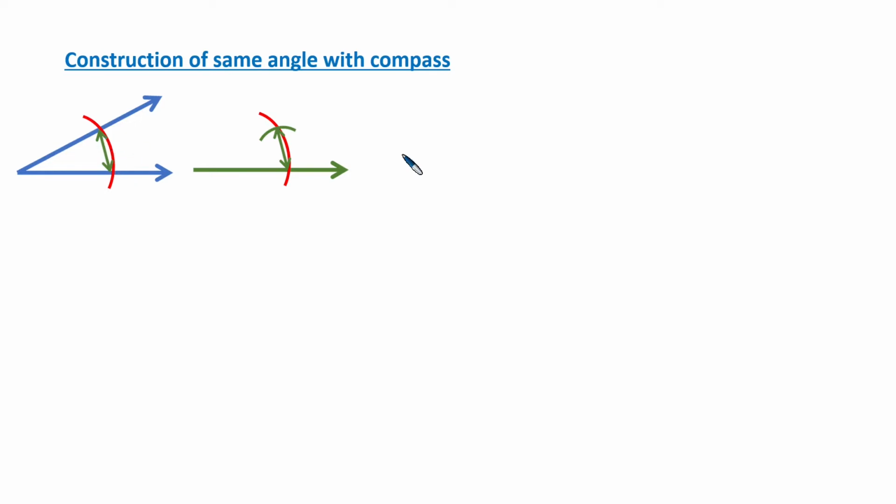So construction of the same angle with a compass. Suppose this angle is given to you. What you do is you draw one arc and you measure this length, and then similarly, if you want to draw a similar angle here, you draw one line, and from this point you draw a similar arc, and you measure this distance with the compass, and draw one arc. So you get this point. Now you join this point and this point, you get this angle. So it is easy to draw the same angle.